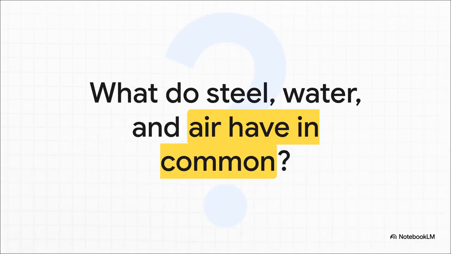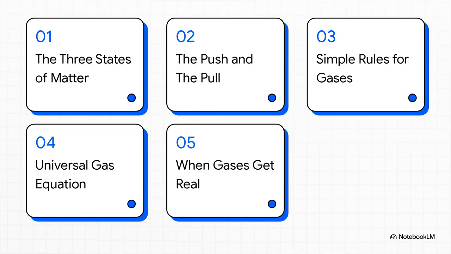So what could a steel beam, a glass of water, and, well, the very air you're breathing right now possibly have in common? I mean, they seem like total opposites, right? But the answer, it's actually in a hidden battle, a constant push and pull happening between their tiniest particles. And if you stick around, you're going to see exactly how this invisible tug of war shapes pretty much our entire world.